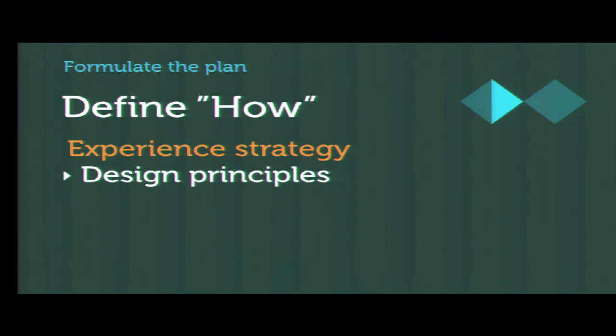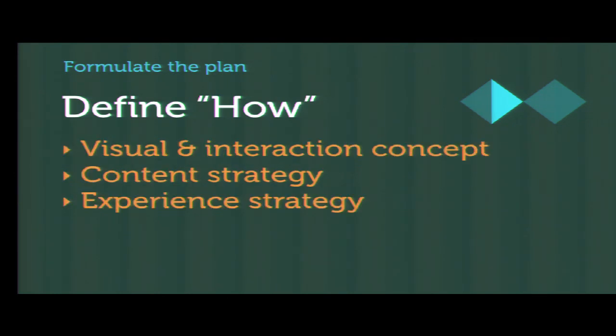So design principles are very useful rules of thumb that you can define from the outset that help you make decisions that take care of a certain kind of consistency in the design. And ideally, you can also agree on what we are going to measure so that we know that we're successful. So if we're going to formulate the plan, there's an experience strategy, a visual interaction concept, a content strategy, and an experience strategy in place. So that's enough strategy for now.